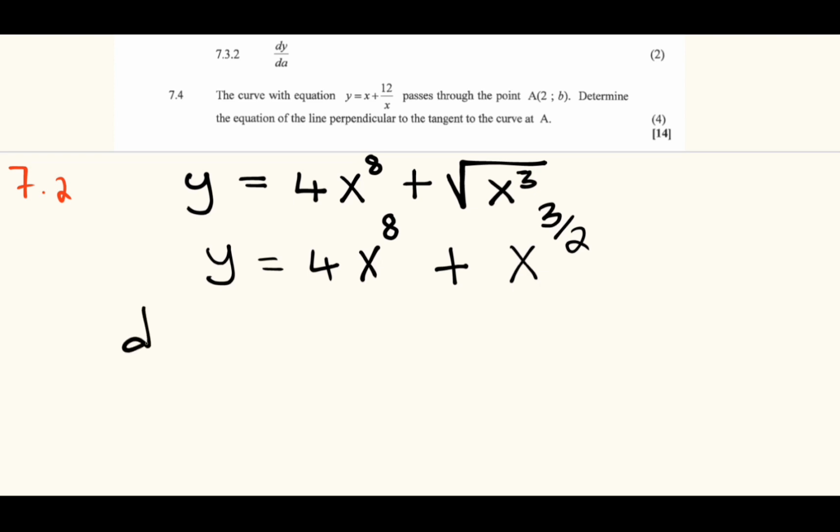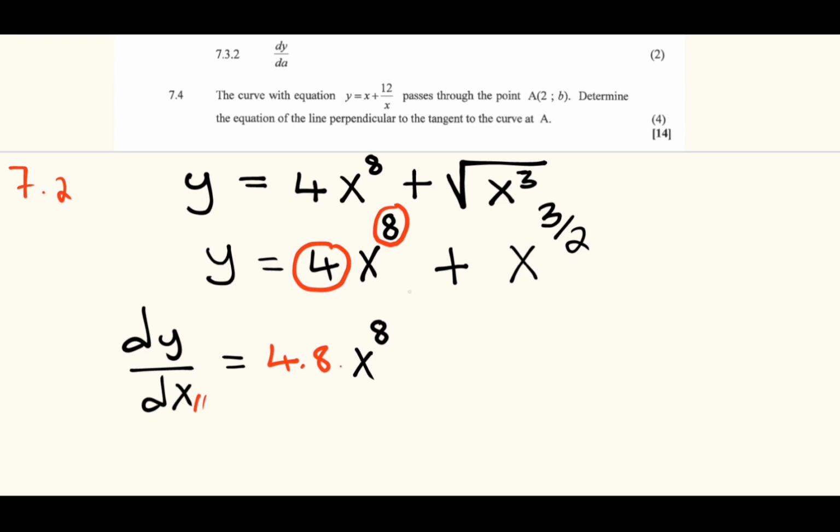So we have dy over dx. We are differentiating with respect to x, so we are going to focus on the exponent of x. So the exponent of x in this case is 8. We are going to multiply it with the coefficient of x to the power 8. So the coefficient of x to the power 8 is the 4. So 4 multiplied by 8 multiplied by x to the power 8. Since we are differentiating with respect to x, we are going to minus 1 from the exponent of x.